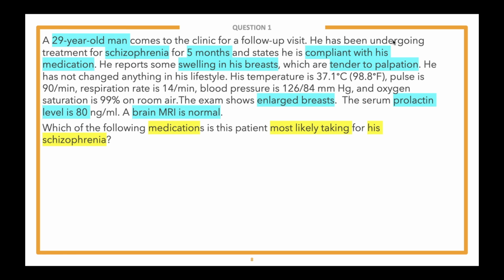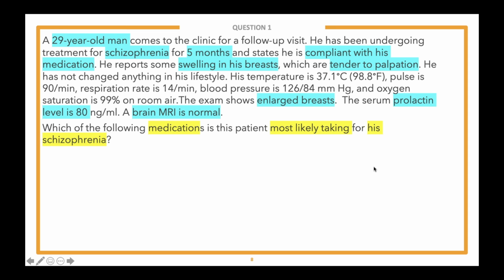They also give us some more information about his background medical history, some social history about compliance with his medication, and then they tell us about really the main reason why he's coming in, and that's these enlarged breasts, swelling of the breasts. They give us some lab findings, some imaging findings, and those are always important to take note of, highlight, because that's often going to be relevant to the specific lead-in question. And that's kind of what we did here as well.